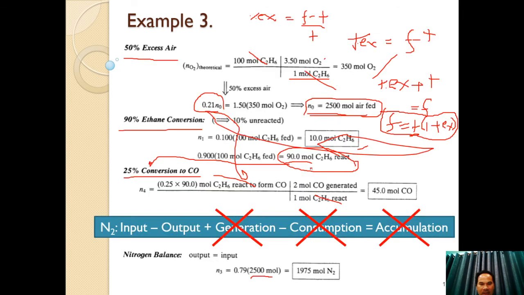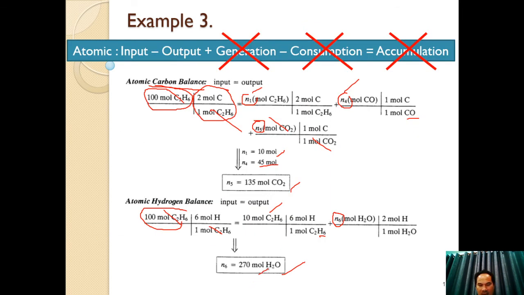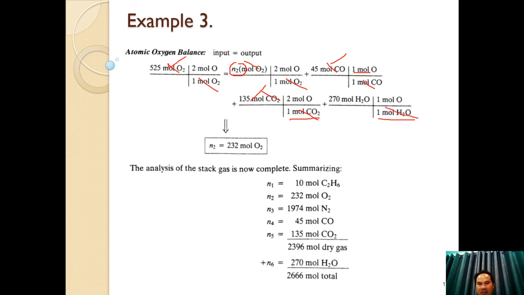N6 equals 270 mole oxygen on water. All of the 5 terms are in units of mole oxygen, and then you can solve for N2. You get N2, and then you analyze the dry gas. Summarize N1, N2, N3, N4, N5. This is based on dry gas. The total is 2,396 mole dry gas. If you add N6, which is water, this is the total mole on a wet basis.